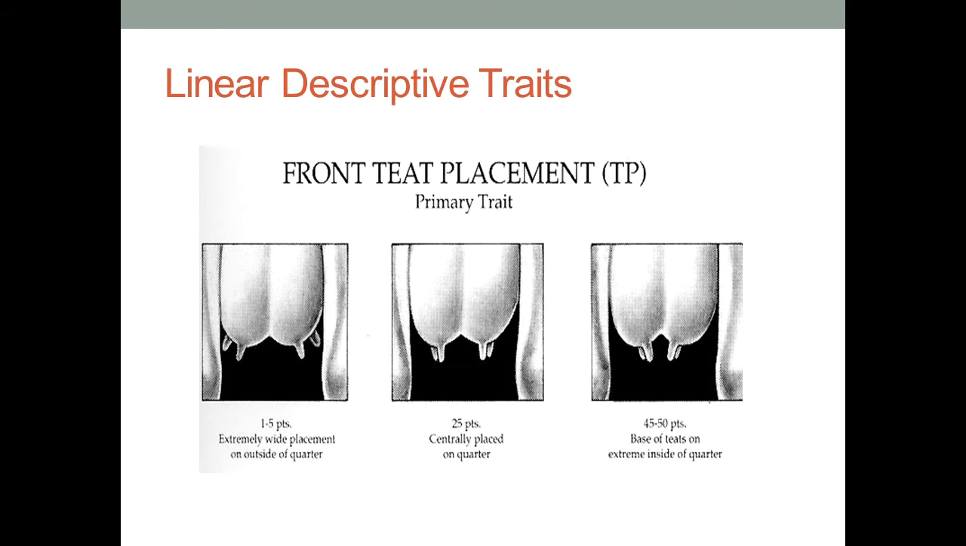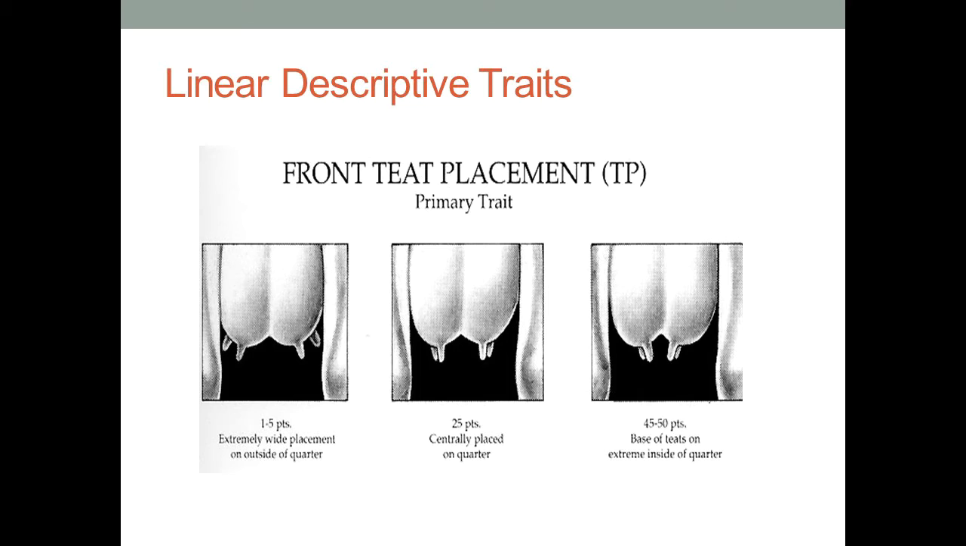The next udder trait that we'll talk about is the placement of the front teats. This is a primary trait, and it's a trait where the high score means the teats are extremely close on the extreme inside of the quarter. A low score is very wide placement on the outside of the quarter.